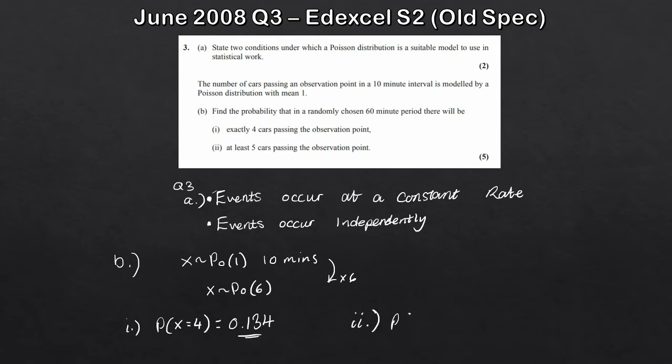So probability that x is greater than or equal to 5. Now remember, if it's greater than or equal to, we need to subtract everything less than it, so we can get that upper value. So 1 minus the probability that x is less than or equal to 4. Plug this in on your calculator using this mean value here of 6, and this will be 1 minus 0.2851. Do that on your calculator, and you get 0.715. Okay, and that's simply all it is.